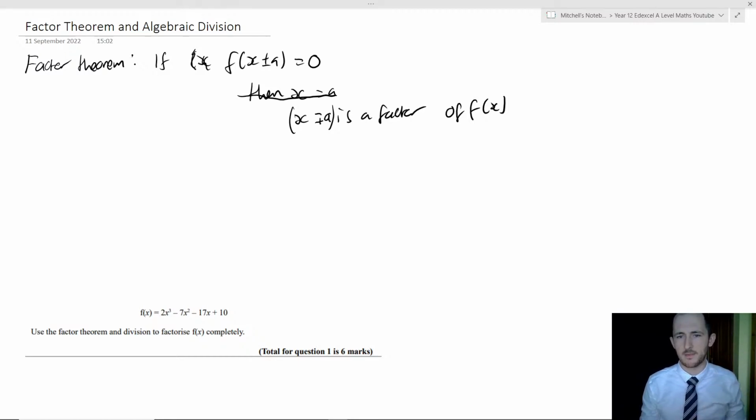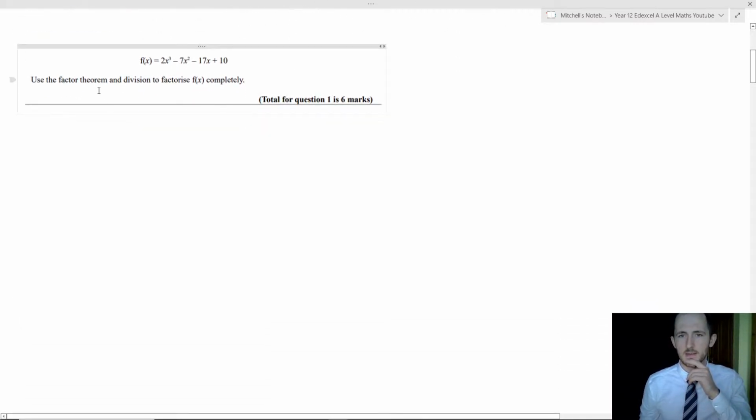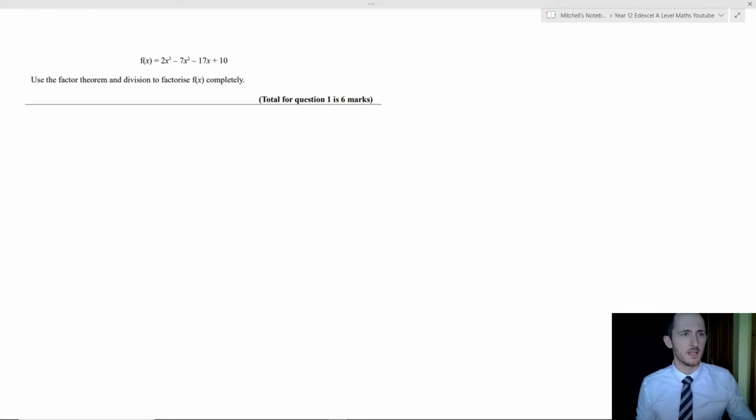But let's look at this first question, a 6-marker. It says use factor theorem and division to factorize f of x completely. So again, this is an exam question, so let's go through it. What you need to do first is figure out what we need to do to divide this thing here. Because with a cubic, I can't factorize it from scratch unless x is in every single term, which it isn't in this case. So I need to figure out what I can divide this thing by.